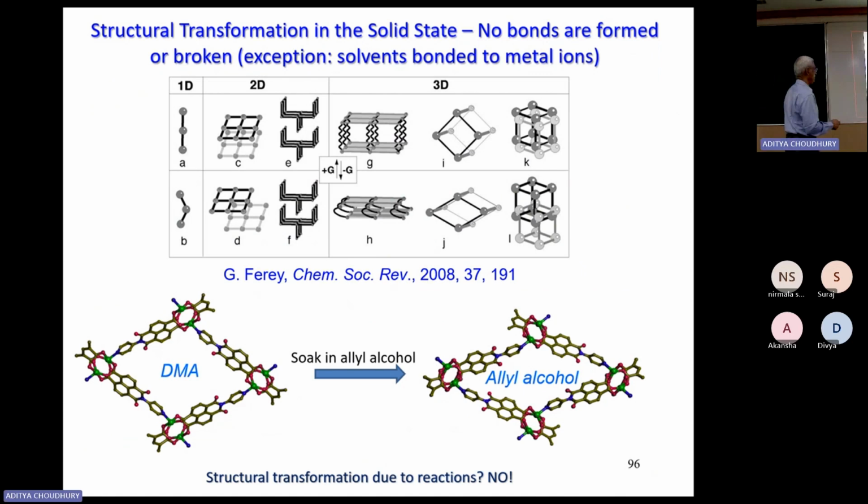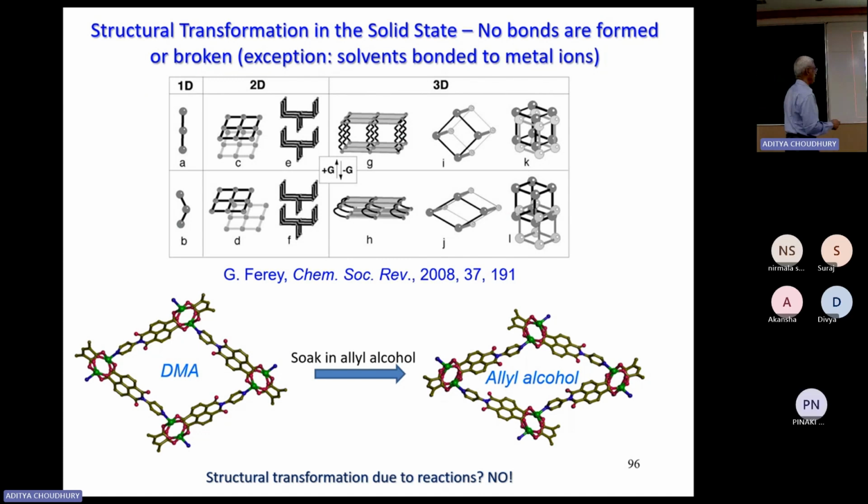So this kind of structural transformation, the previous one, when you do a chemical reaction, structurally it will be transformed due to chemical reaction, bond breaking, bond forming. This type of structural transformation has no bond breaking or bond formation. It's a structural transformation without any disruption or breakage of bonds. Even sometimes you can remove the solvents and it starts breathing, what we call breathing MOFs.